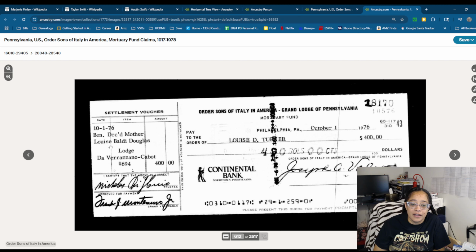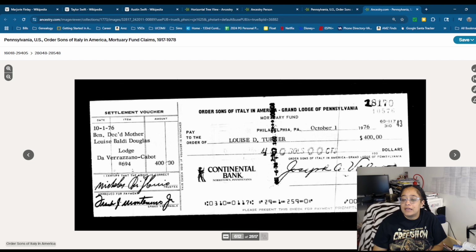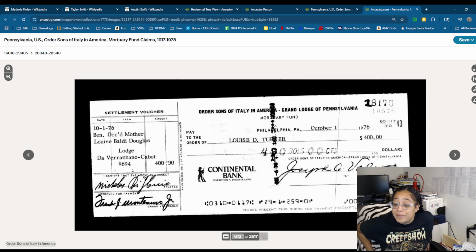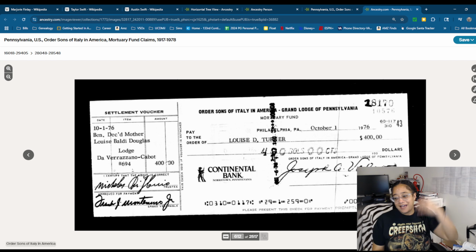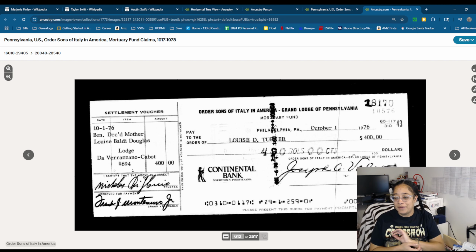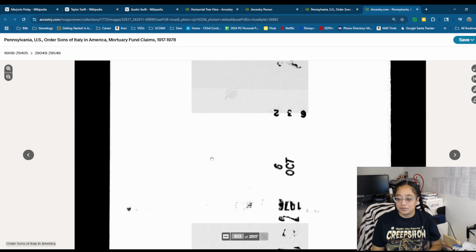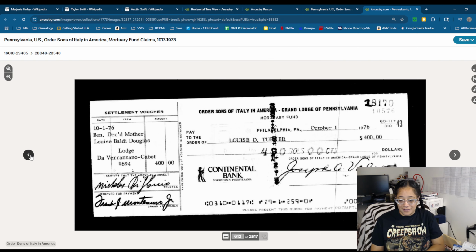Yes, okay. So the beneficiary was the deceased mother, and it was for her. It has the lodge number, so this looks like they're set up like the Freemasons are set up. And oh my gosh, look how inexpensive it was to pass in the 70s. $400. I mean, maybe that's not all of what it cost, but I feel like it probably didn't cost much more than that. And that's the back of the check.